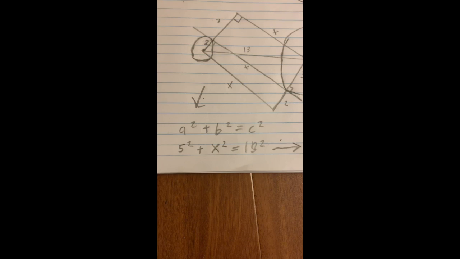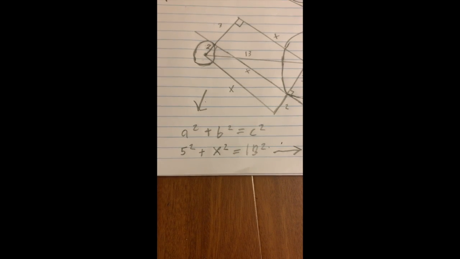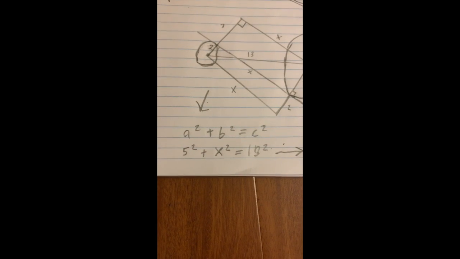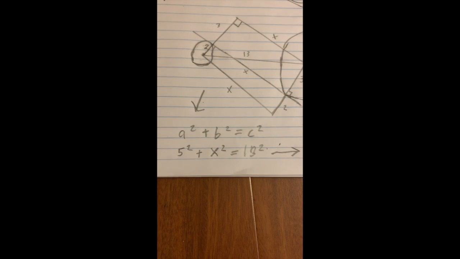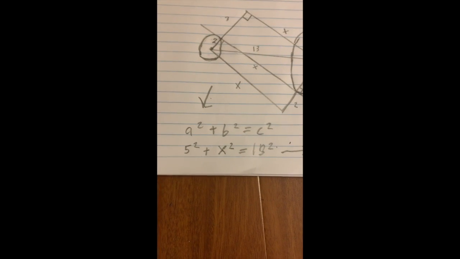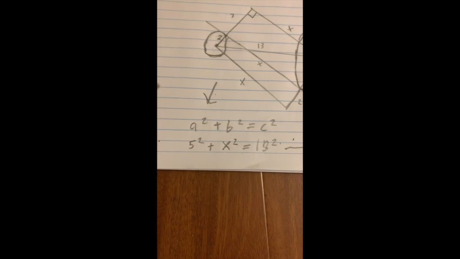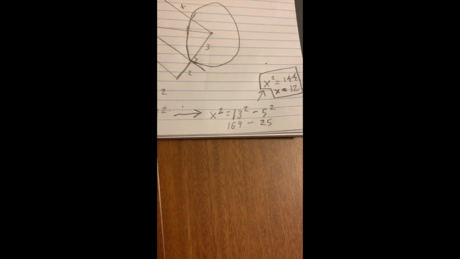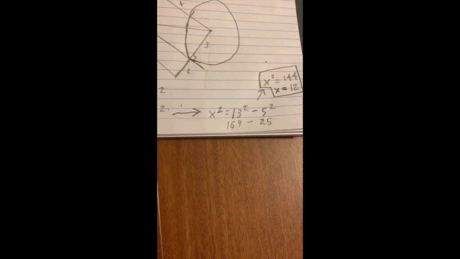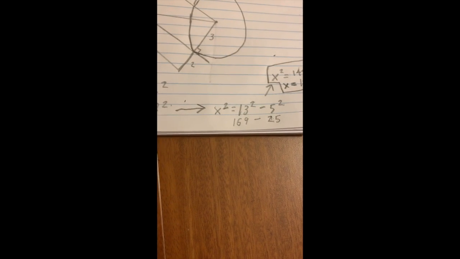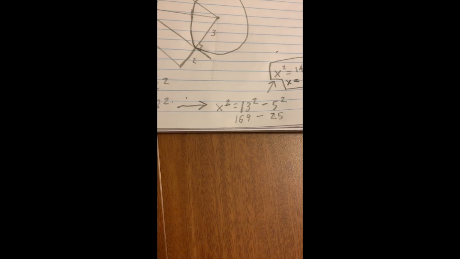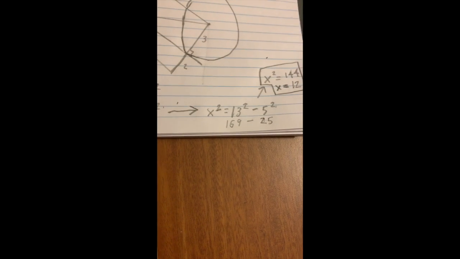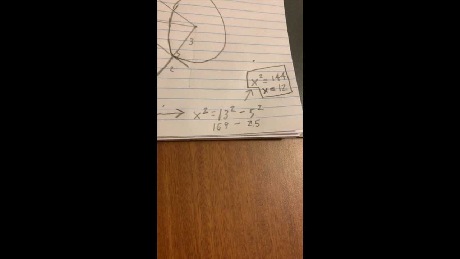Now, what we want to do is get x by itself, so we're going to subtract 5 squared from each side of the equation, and obviously it'll take it away from this side and leave x squared by itself, and have 13 squared minus 5 squared on this side. So we know that 13 squared equals 169, and that 5 squared equals 25.